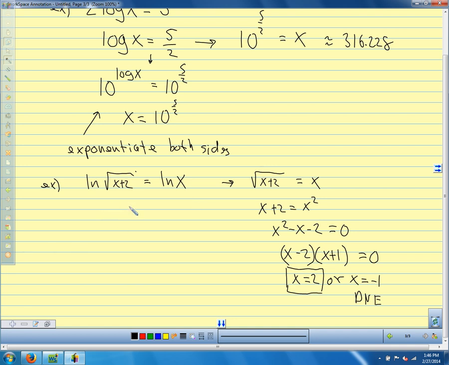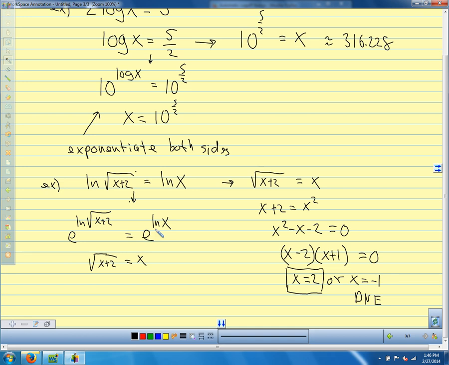And I can also think about this as exponentiating both sides. I could say e to the natural log of square root of x plus 2 equals e to the natural log of x. So I'm raising e to the power of both sides, and this tells me that the square root of x plus 2 equals x. We get to the same place. So I can use the one-to-one property, or I can exponentiate both sides. Same place. All right, questions on that example?